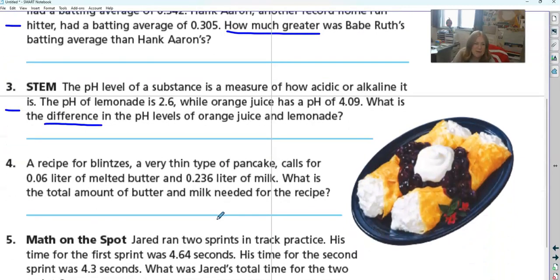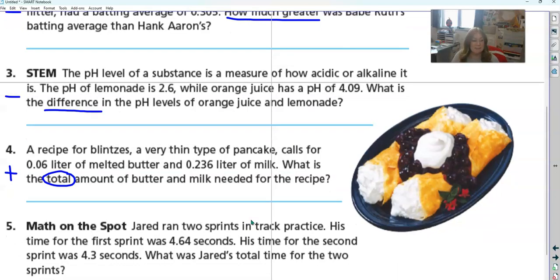A recipe for blintzes, a very thin type of pancake, calls for 600th liter of melted butter and 236,000th liter of milk. What is the total amount of butter and milk needed for the recipe? So we're dumping in the butter, we're dumping in the milk, and we're seeing how much there is now together. So we need to add those. So I can see this only has 2 places. This has 3. I need to make sure those decimals are lined up, and I'm going to have to add a 0 so that they have the same amount of places.